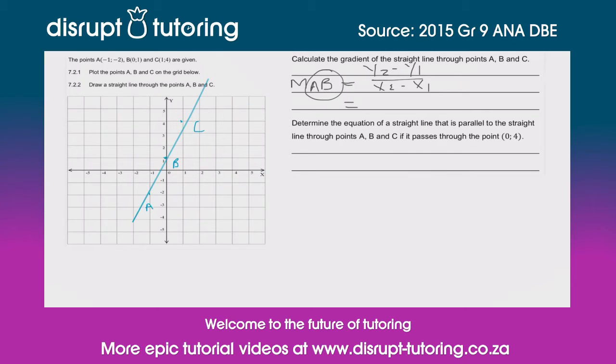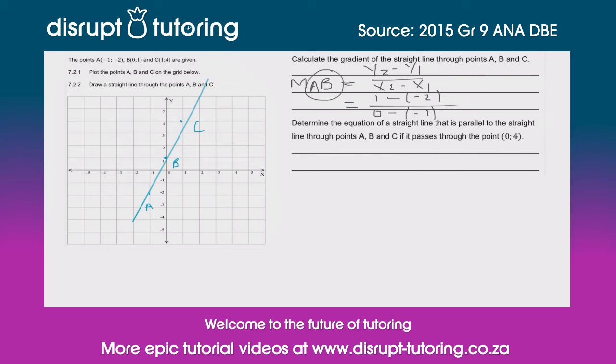So if we look at B being our second coordinate and A being our first coordinate, the y coordinate of B is going to be 1. So we can plug that in. It's going to be 1 minus our y1 coordinate, which is -2. So we can plug that in, that's -2. And then that is going to be over x2, which is 0, so we can write in 0, and minus x1, which is -1. So we're going to go -1.